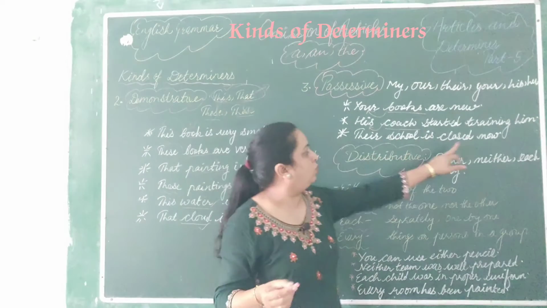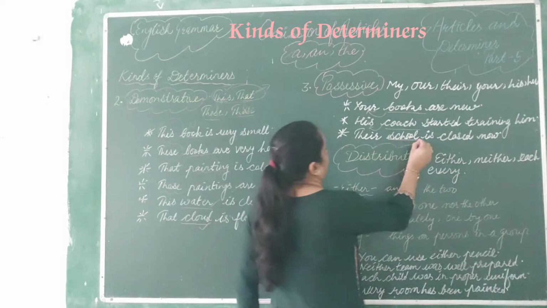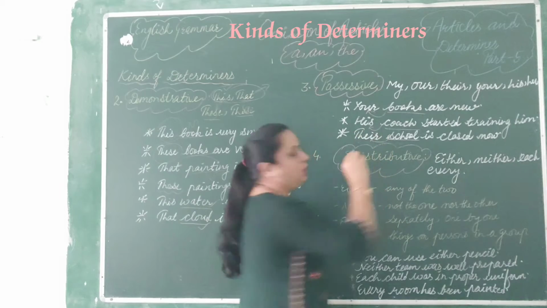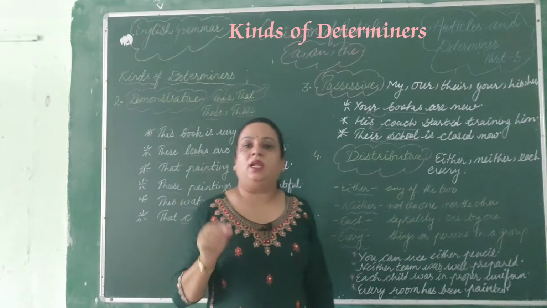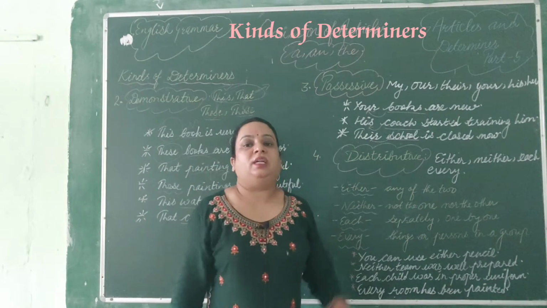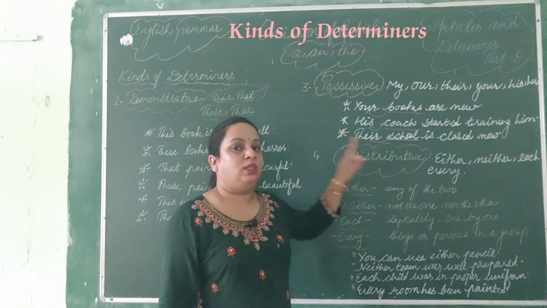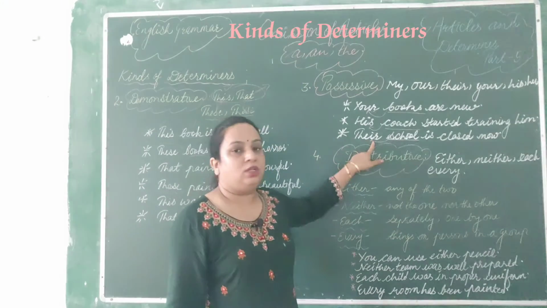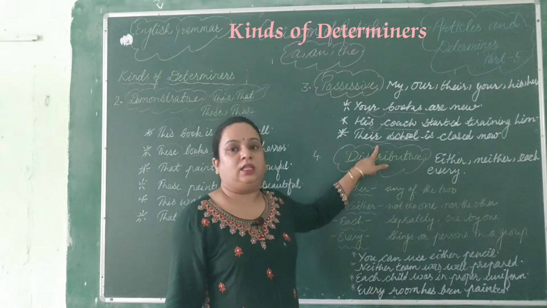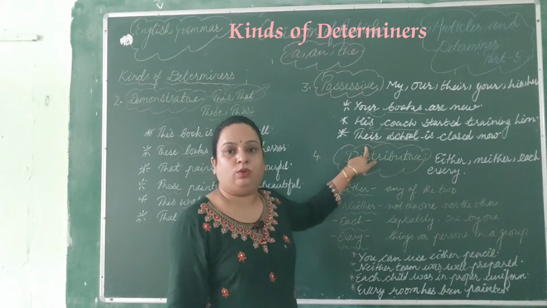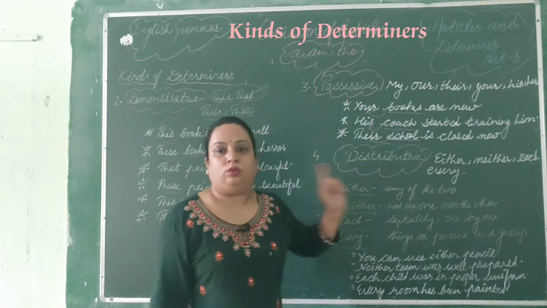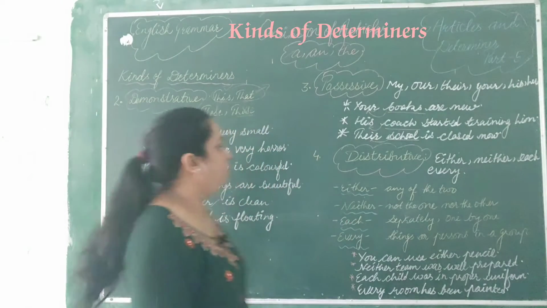Their school is closed now. So "their school" is a noun, and there is what? It is a determiner and an adjective too, clear? But it is not a pronoun, because one thing is that it does not have an s, and the second thing is that it is placed before the noun, so this cannot be a pronoun. Okay, so these are important points you have to learn.